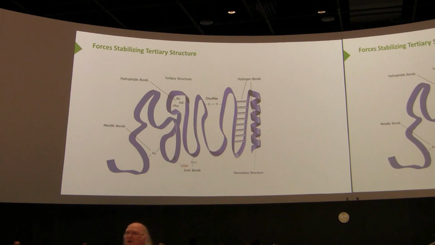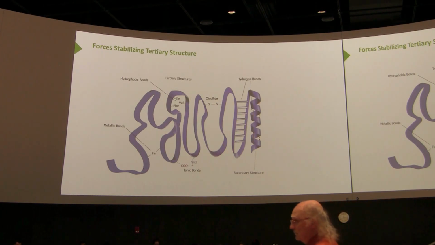Well, this figure I happen to like a lot because it shows all of the different kinds of forces that can help stabilize the tertiary structure of a protein. We see that a globular protein that has tertiary structure, as you see on the screen, has secondary structures within it. You see that on the right. There's an alpha helix, and there's also a beta strand that's there. And you remember that hydrogen bonds hold those structures together.